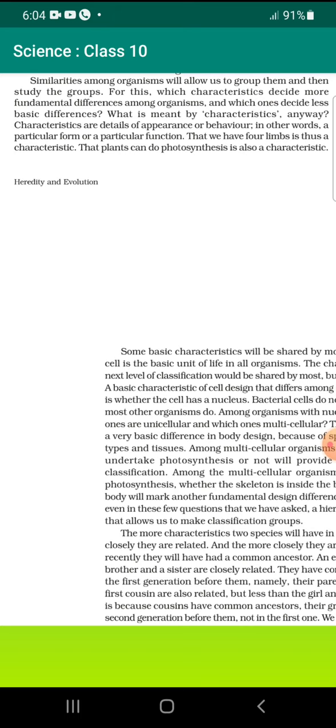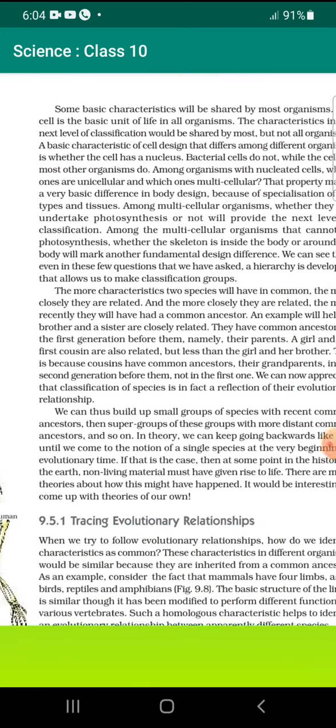What is meant by characteristics? Basically, characteristics are details of appearance or behavior. In other words, a particular form or a particular function. That we have four limbs is a characteristic. That plants can photosynthesize is also a characteristic.